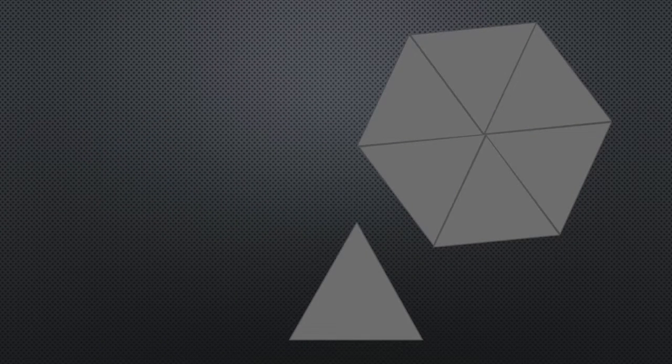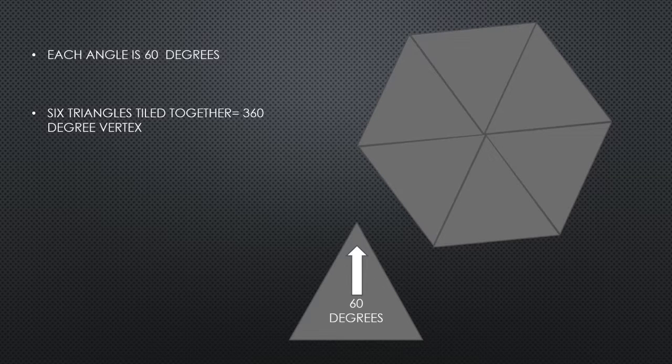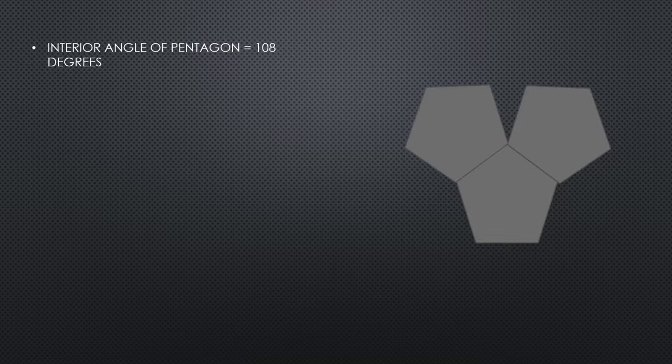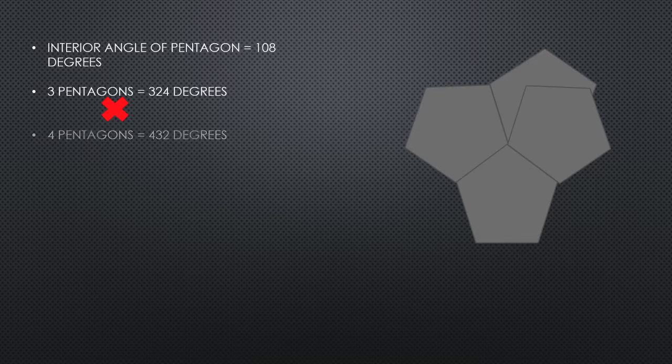For example, look at these triangles. There are 6 angles at the vertex in the middle. Each has an angle measurement of 60 degrees. The sum of the 6 angles is 360 degrees, meaning that it can tile a plane. However, a regular pentagon cannot tile a plane. With 3 pentagons, the sum of the angles falls short of 360 degrees. And when you add a 4th one, the sum goes well past that.